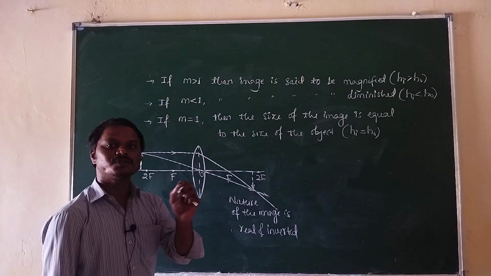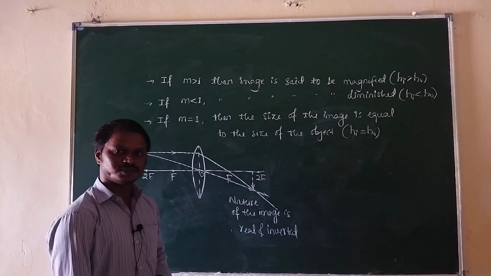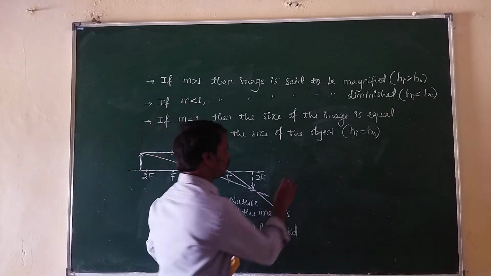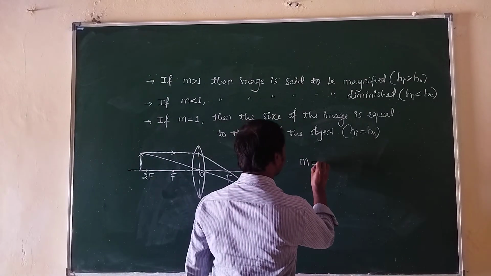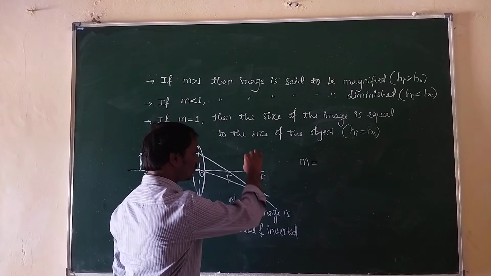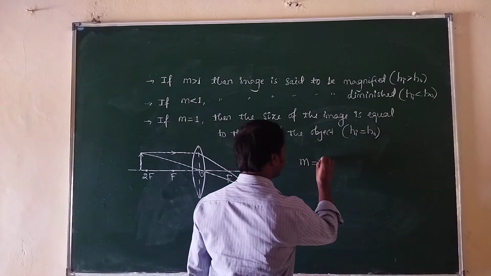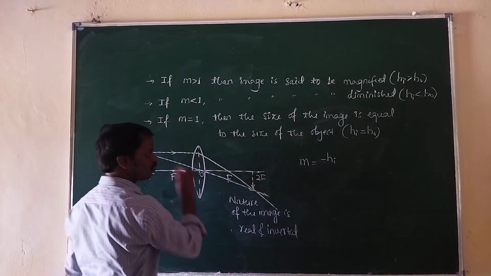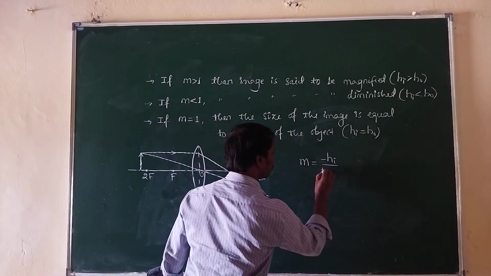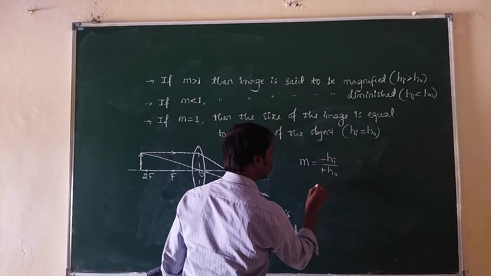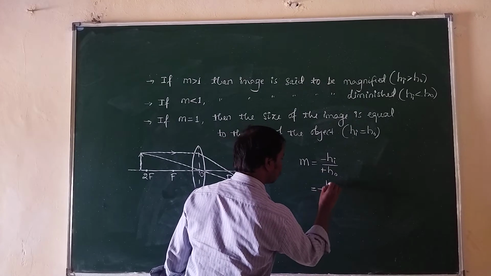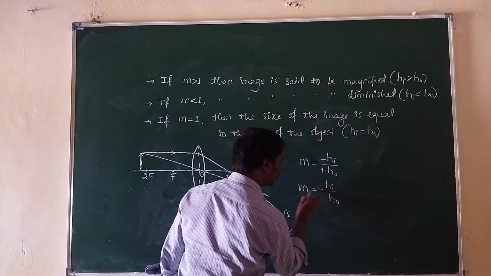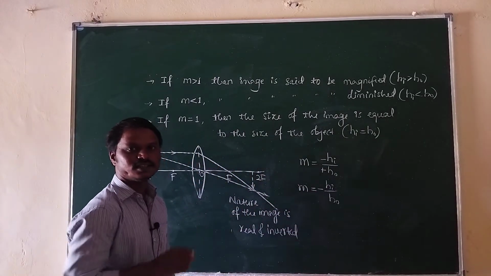Is the magnification negative or positive? Here the magnification is negative because the nature of the image is real and inverted. See here, m is equal to, the height of the image is taken downward, so that is why minus hi, and the height of the object is taken upward, so that is plus ho. Then minus by plus is minus, so it is minus hi by ho. Hence the magnification is negative for a real and inverted image.